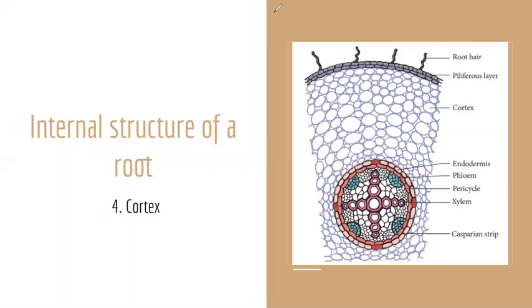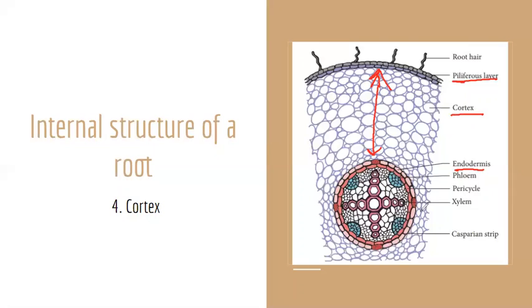Number four, the other structure is the cortex. This tissue is found between the epidermis and the endodermis. Epidermis and endodermis. That part is going to be called the cortex.